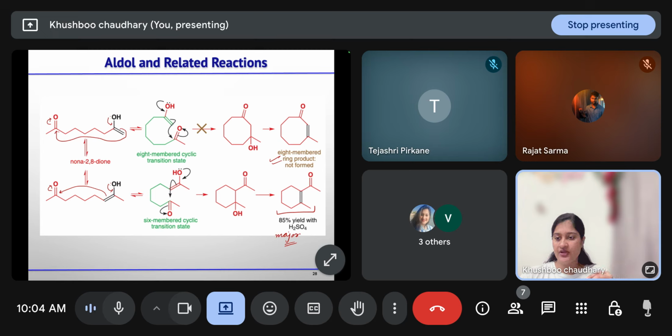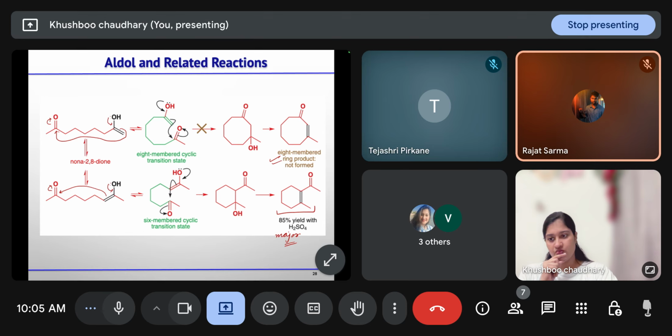How will you decide the product? Based on the ring size. If the ring size is 6 or 5 membered, that is more stable and it is the major product. If a 4 membered ring, 3 membered ring, or 8 or higher membered rings are forming, that will give you the less stable product.